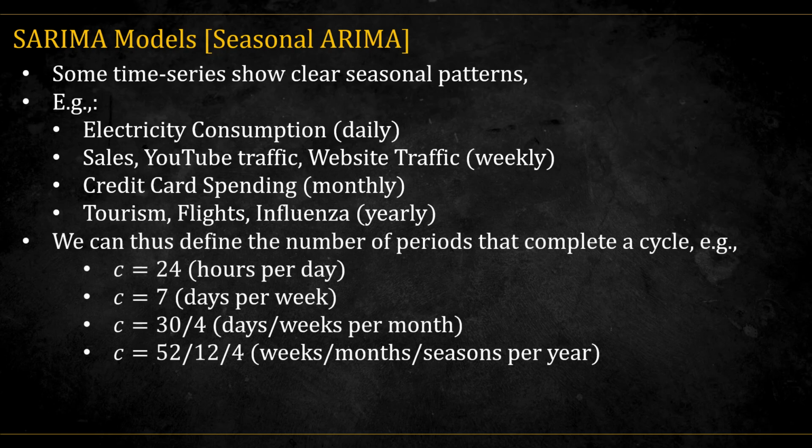To model these patterns, we define the number of seasons that complete a cycle and denote it by C. The value of C depends on the context. C can be 24 hours per day, 7 days per week, 30 days or 4 weeks per month, 52 weeks, 12 months, or 4 seasons per year, etc.